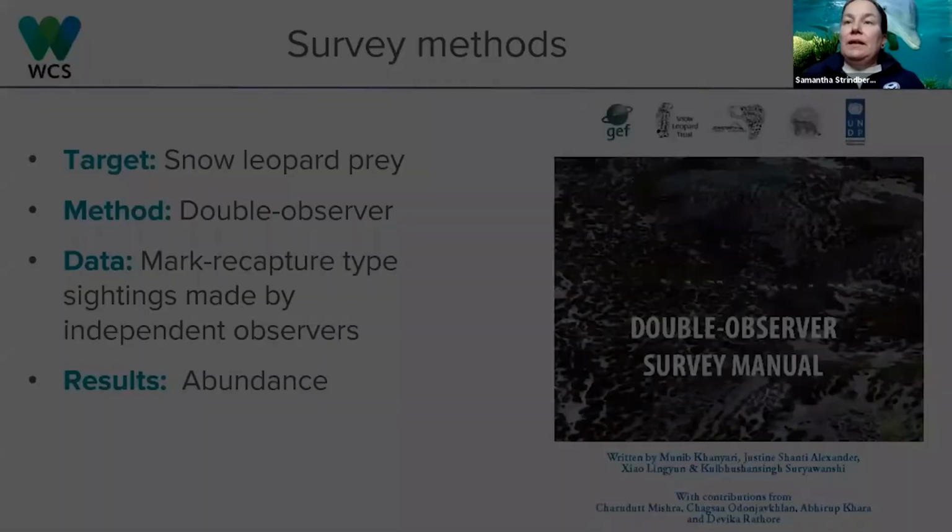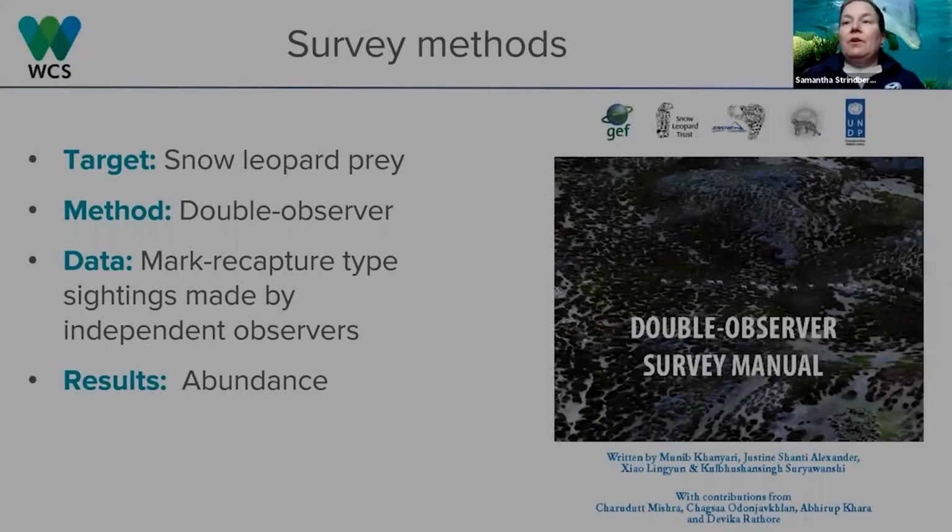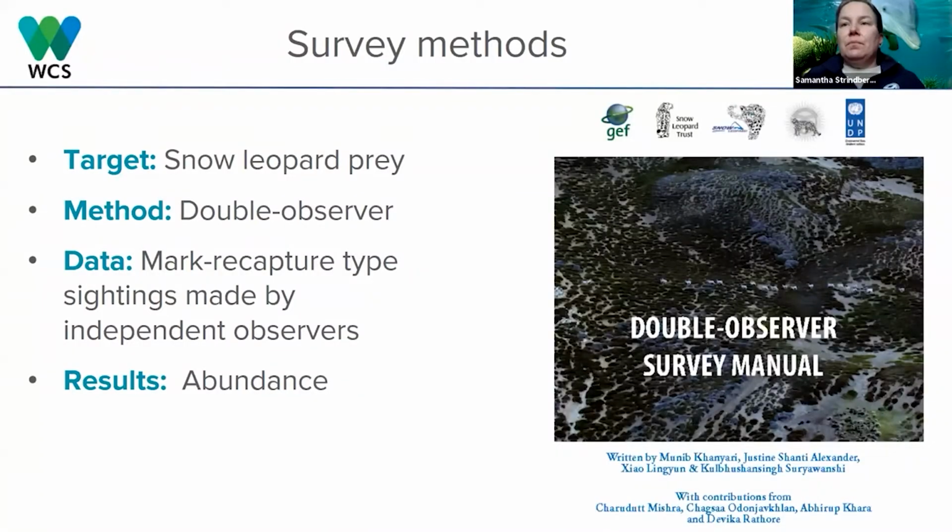So luckily, you have a very nice comprehensive manual to guide you through the application of one of the key methods for monitoring snow leopard prey, namely double observer methods. And this method relies on a mark recapture type of analysis using data from independent observers. And here the trick is to ensure that the independent observers cover the same areas and that one is able to correctly figure out which animals are recited.